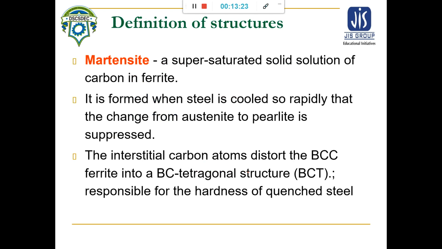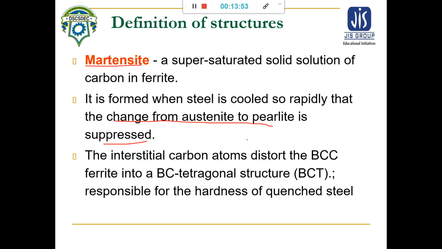That means it is a less stable state than the other equilibrium phases such as austenite, ferrite, cementite, etc. Martensite is a supersaturated solid solution state of carbon in ferrite. It is formed when steel is cooled so rapidly that the change from austenite to pearlite is suppressed. When that change is suppressed, martensite is formed.